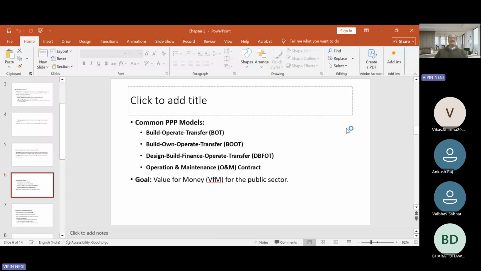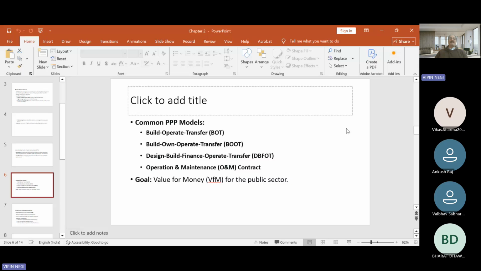The third one is design, build, finance, operate, and transfer. In short, it is called DBFOT. So that one is the model. Next one is design, finance, then operate and transfer. This may be an extension of the build, operate, transfer model.